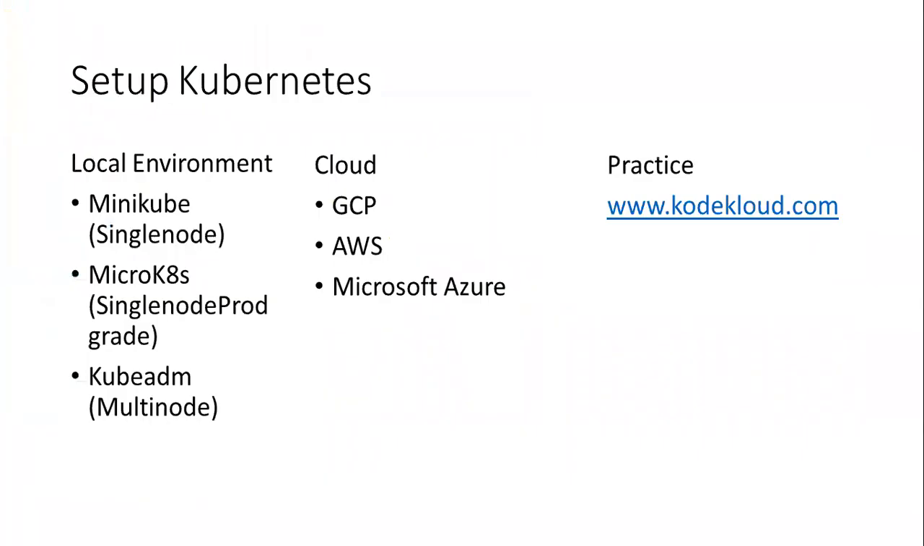Now, when we look at the setting up of Kubernetes, you have a lot of different solutions. If it is in the local environment, you can go with Minikube, wherein on a single node you can install Kubernetes. But it is not a production grade installation. If you are looking for a production grade installation on a single node, then you go with MicroK8s, or kubeadm. This is very popular at the enterprise level.